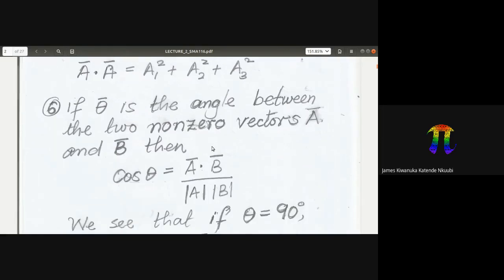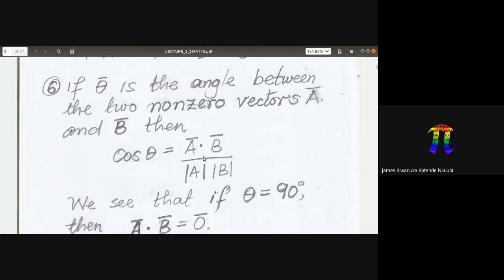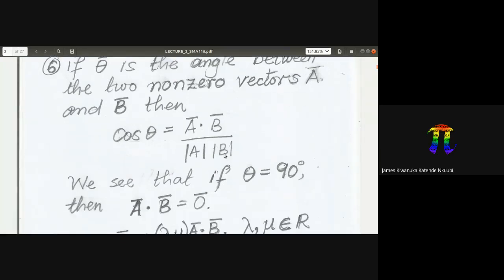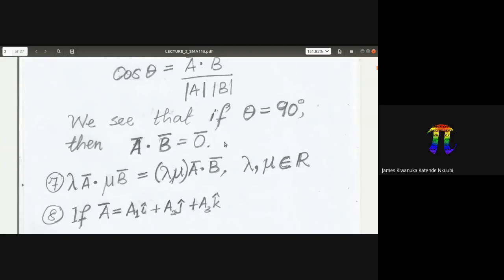The next one says if theta is the angle between two non-zero vectors A and B, then we can obtain the cosine of theta as A dot B divided by the magnitude of A times the magnitude of B. This is obtained by just making the cosine of theta the subject of the formula for obtaining the dot product of two vectors. Again, we repeat here that if theta is 90 degrees, A dot B will definitely be 0.